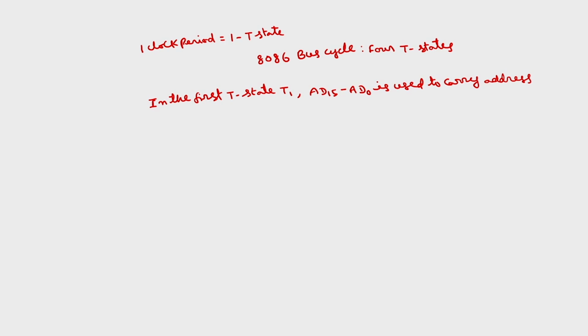Similarly, a total 20-bit physical address is required. So these are the 16 bits. The remaining 4 bits are multiplexed with the status signals. Those are called A19/S6 to A16/S3, used to carry the address. So this is the multiplexed address data bus, whereas this is the multiplexed address status bus.